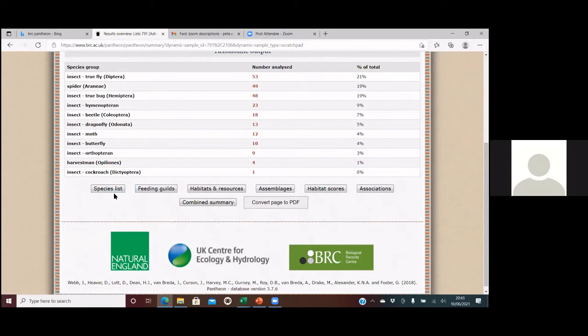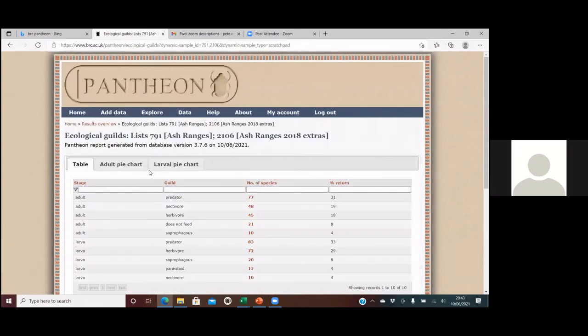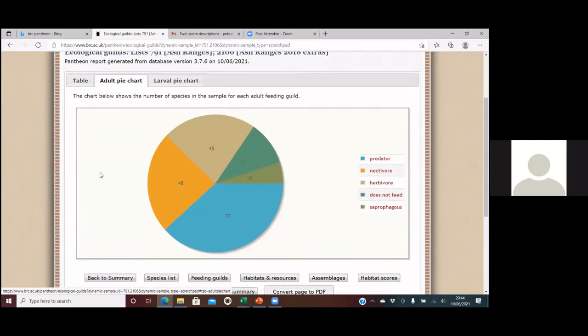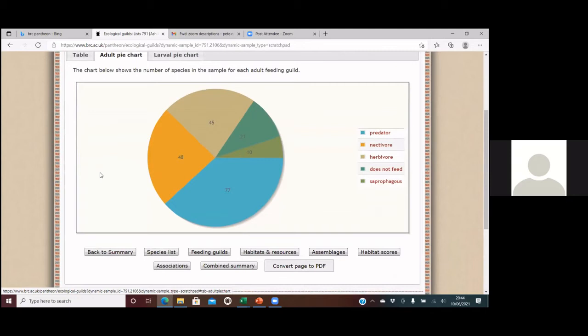So species list is a species list. We've already seen that, so we don't need to worry too much about that. We can look at the feeding guilds of those species. So we can see which are, as adults, predators or nectivores or herbivores, etc. And we can do the same with the larvae. So if we look at the adults, that tells us that what we found has a split of that. Big chunk of predators as adults, and a reasonable chunk of nectivore or nectivorous species.